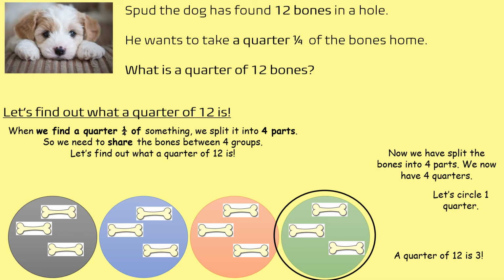So a quarter of 12 is 3. Spud will take home 3 bones, because he only wants to take home a quarter. He only wants to take 1 group out of the 4. Well done, Spud. Well done, children.